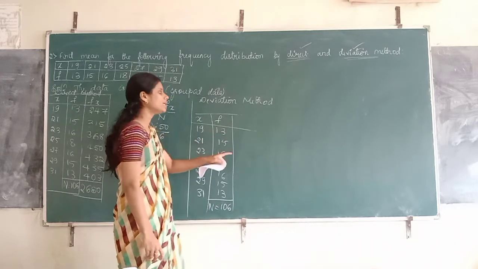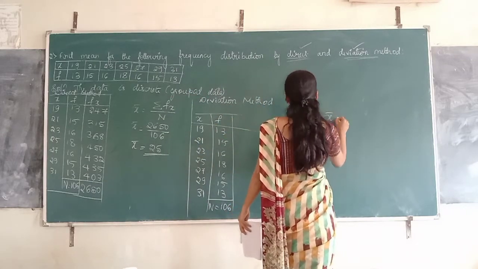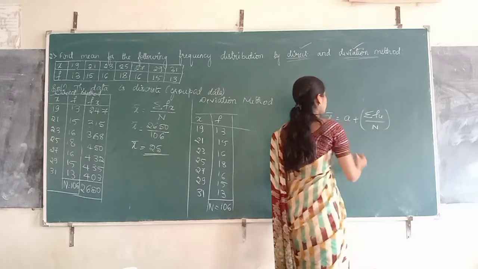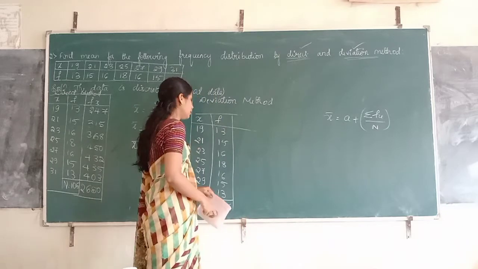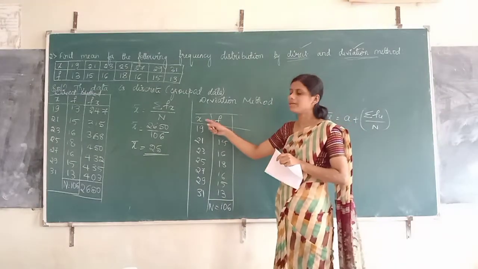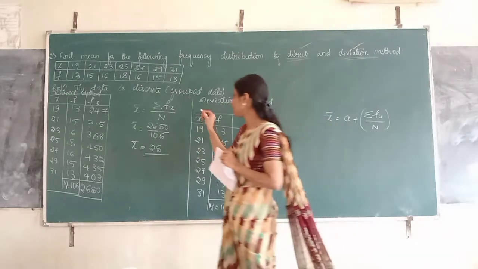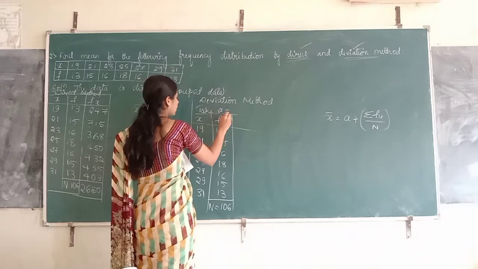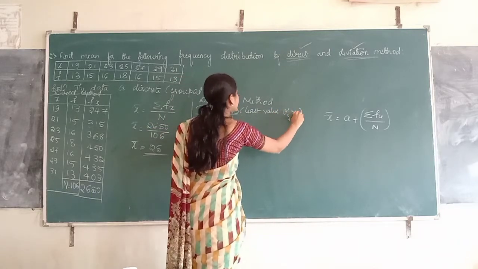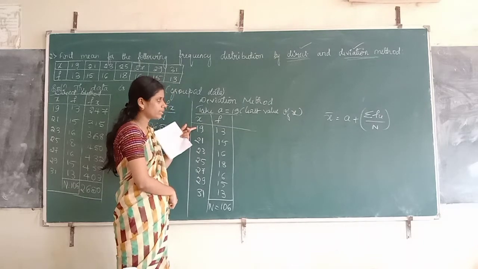Now we are going to write the formula of mean under deviation method for discrete data. X bar is equal to a plus summation of fu by n. Here a is equal to 19 because it is the least value of x. We take the least value of x as the assumed mean. So a will be 19.